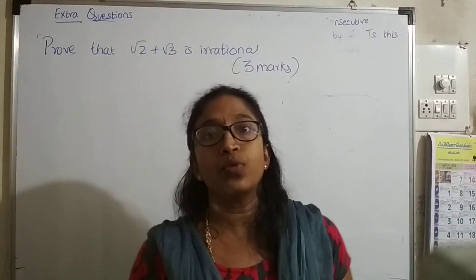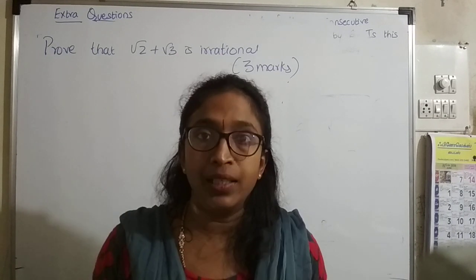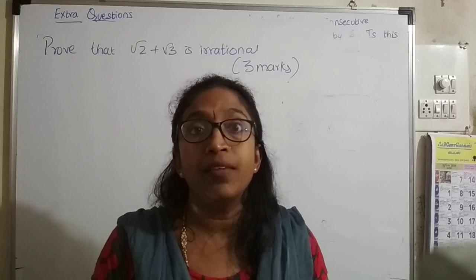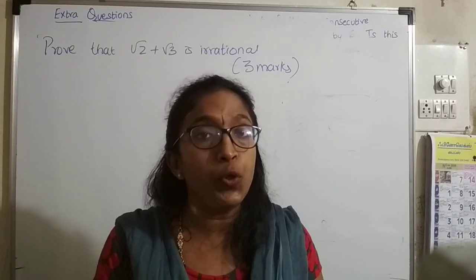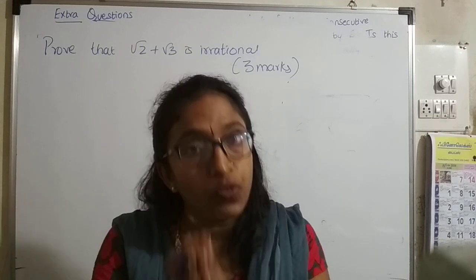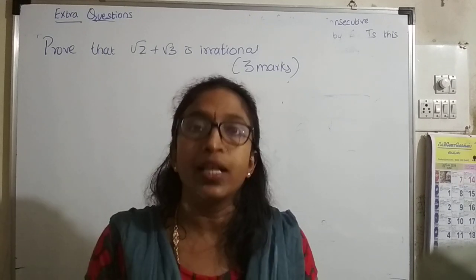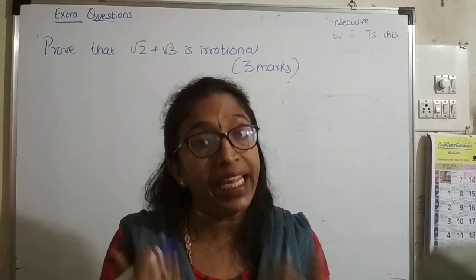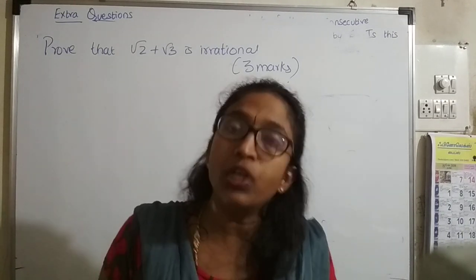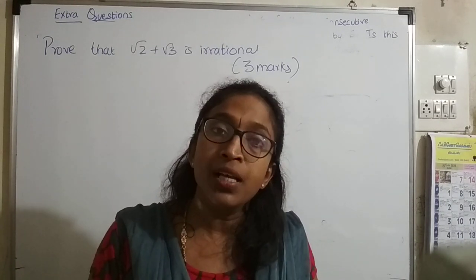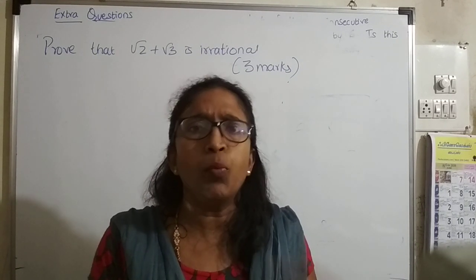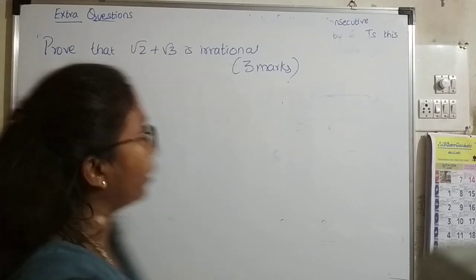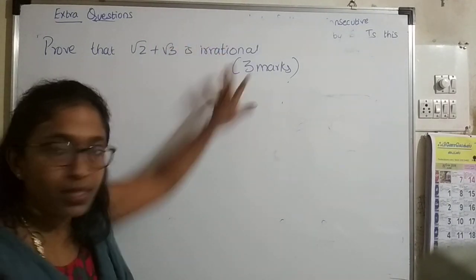If it comes for 3 marks, as I said in the previous video also, we take into consideration the fact that root 2 is irrational and root 3 is irrational. In both the cases we know that they are irrational. Knowing this fact we are solving. So here we will go by the contradiction method the same way.